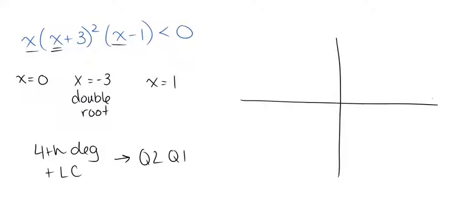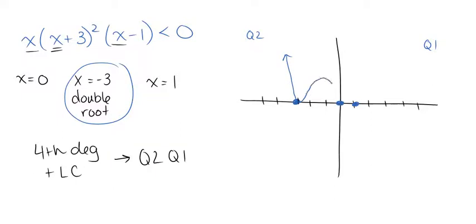Okay, so make my graph. I got a root at 0, a double root at -3, and a root at 1. And my end conditions are Q1 and Q2. Oh, I forgot I had a double root. Redo, sorry about that. I have a double root at -3, which means it's just going to touch that and then go back up. So it looks something like that. I just missed my root there.